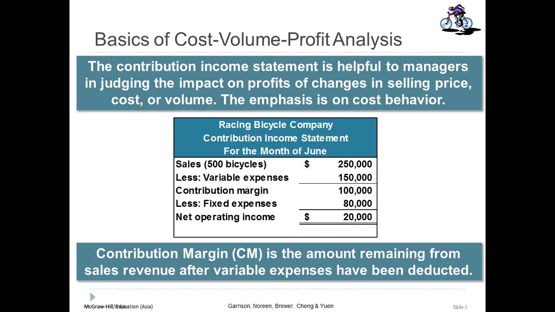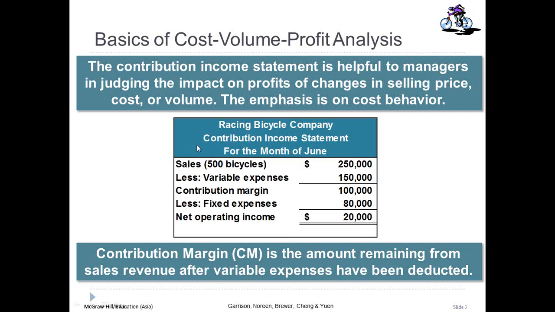Let's call it Racing Bicycle Company. And notice the emphasis on cost behavior. Variable costs are separate from fixed costs. Contribution margin is defined as the amount remaining from sales revenue after variable expenses have been deducted. Again, this is not following GAAP and cannot be published outside the organization. It's to be used internally to help management identify options and make decisions.